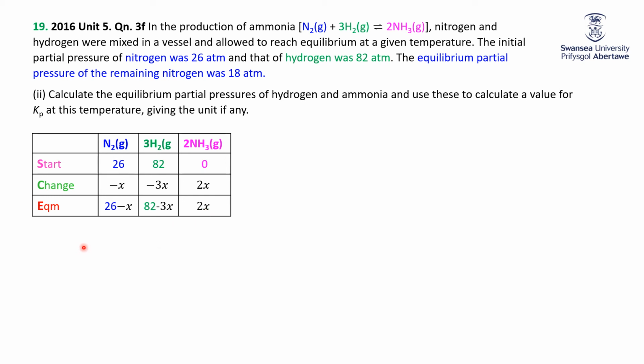Again, the idea of the ICE chart is all the equilibrium values are in terms of now one variable X. So if we know X, we can get K. If we know K, we can get X. Well, in this case, we're asked to calculate K, so somehow we're told X. What bit of information have we not used? That the equilibrium partial pressure of nitrogen was 18. So in other words, 26 minus X is 18, X is 8. So putting that in everywhere, 26 minus 8 is 18, we knew that. 82 minus 3 times 8 is 58, and 2 times 8 is 16.